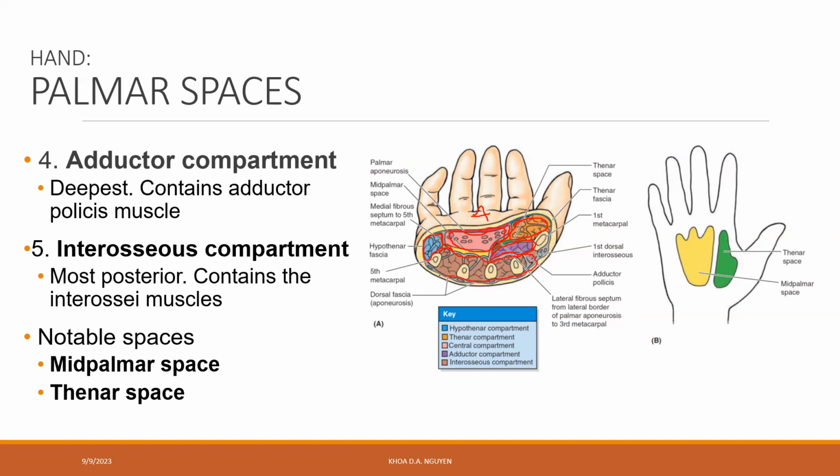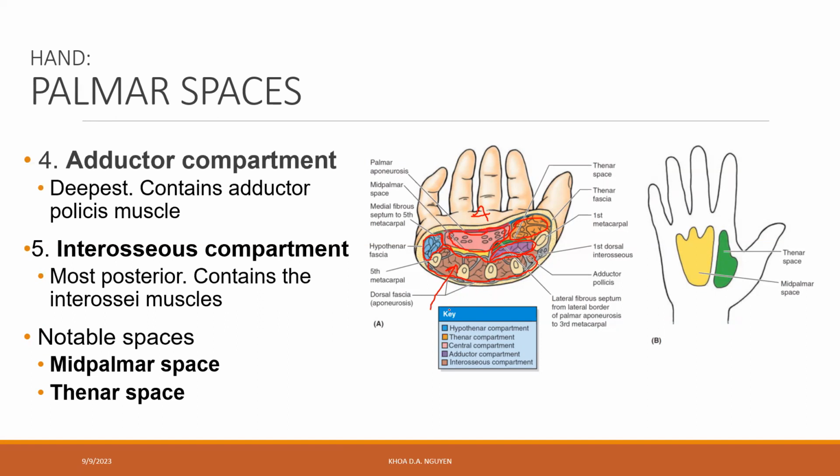This compartment contains the muscles that are in between the metacarpal bones, from 2 to 5. And these muscles right here, because they are in between the metacarpal bones, are called interossei muscles. Because of that, this compartment is called the interosseous compartment, and it's the most posterior, and it will contain the interossei muscles.